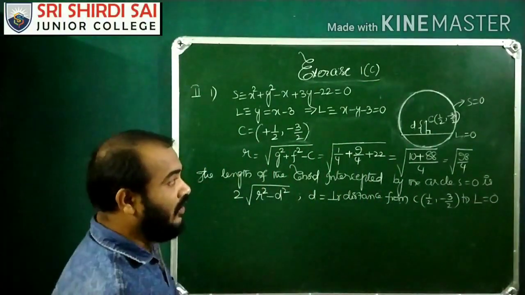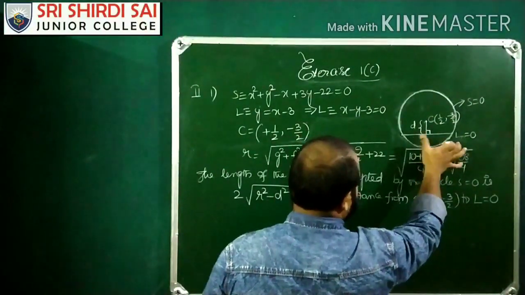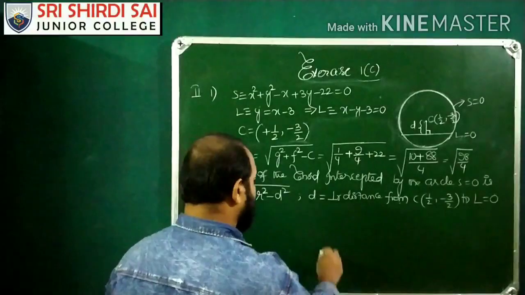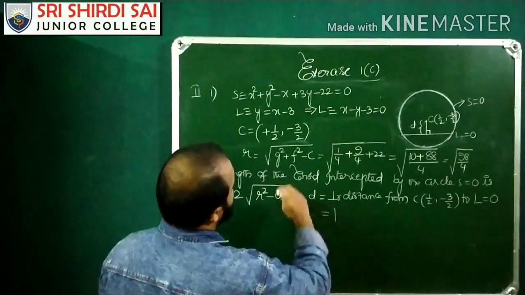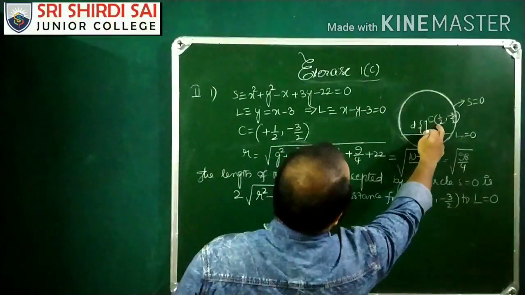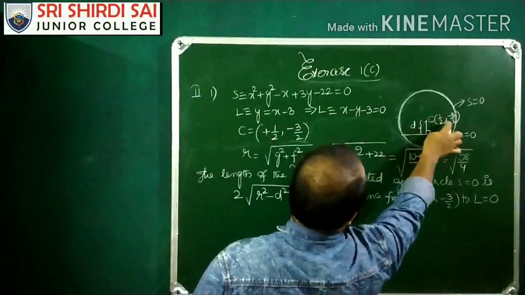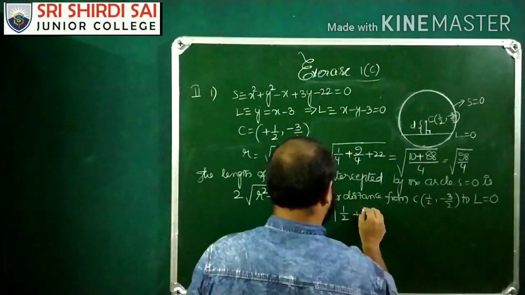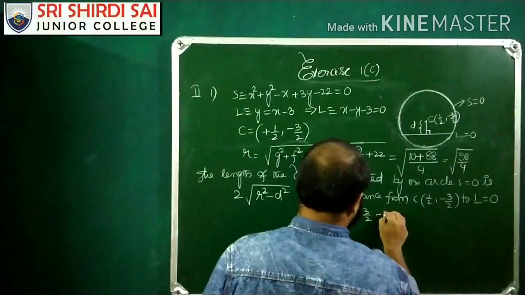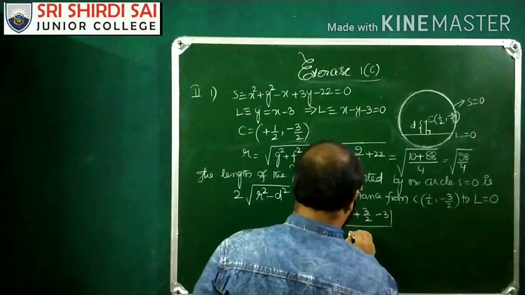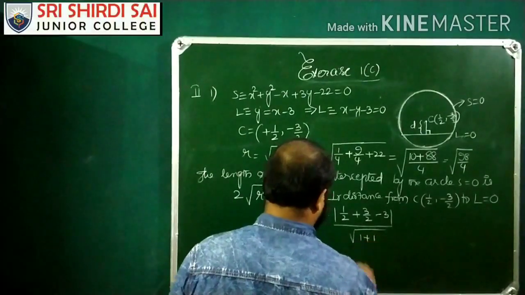In first year we have learned the perpendicular distance from P (x1, y1) to the line Ax plus By plus C equals 0 is modulus of Ax1 plus By1 plus C over root of A square plus B square. So 1 by 2 minus y, which is minus 3 by 2, minus of minus plus 3 by 2 minus 3, by square root of 1 square plus 1 square.